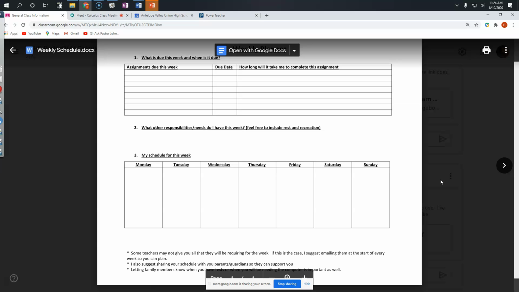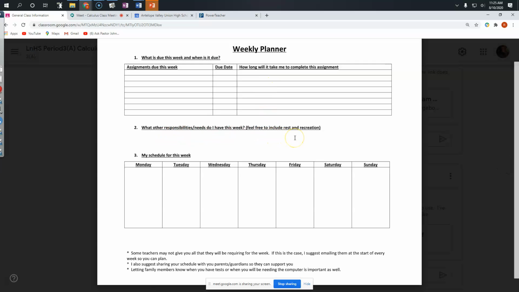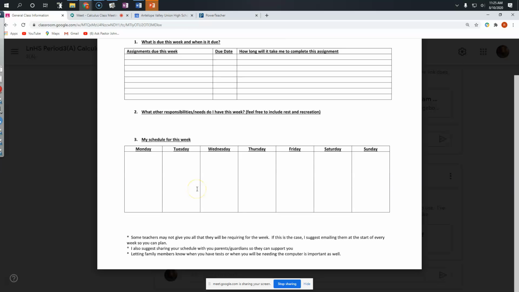At the beginning of every week, maybe Sunday night or something, I would make a list of everything that's going to be due the following week, when it's due, and how long it's going to take you to complete it. I would also think about other responsibilities you have, like birthday parties or church functions or watching movies or doing something fun that you plan on doing, and then put it all on the schedule here, when you're going to do it for each day.